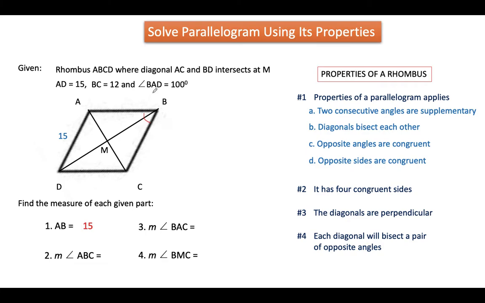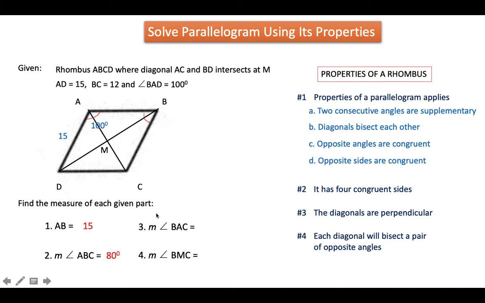What we know here is the angle BAD. We know that this angle is 100 degrees. Since angle BAD and angle ABC are consecutive, angle ABC must be 80 degrees, so that 100 plus 80 makes 180. Because they are consecutive, the sum of their angles must be supplementary, and that is according to property number 1 of a rhombus, that two consecutive angles are supplementary.